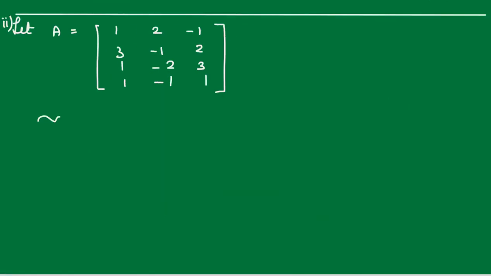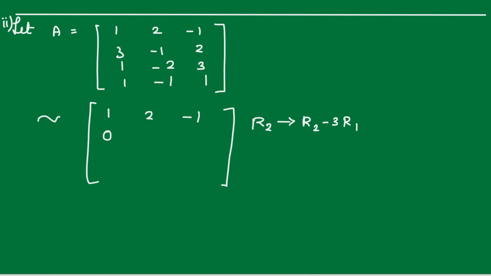The equivalent matrix can be written as, we have the first row as it is, 1 2 minus 1. I am going to change the second row. R2 to R2 minus 3 times R1. So 3 minus 3 we get 0. Minus 1 minus 6 is minus 7. 2 plus 3 is equal to 5.